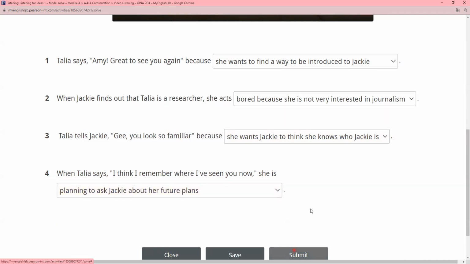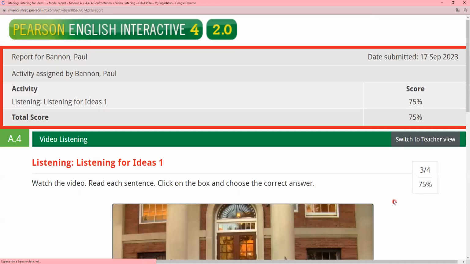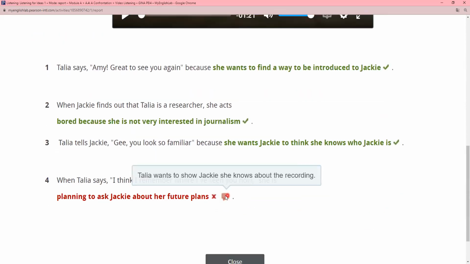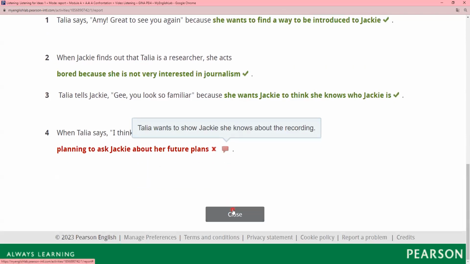Let's see, it's the first one, I'm not sure. Oh, I know, I knew. Talia wants to show Jackie she knows about the recording, so please take care in that part. I made a mistake right there. So please don't forget to practice. It's very important because when we don't practice, we're not sure if we did a great job or not.